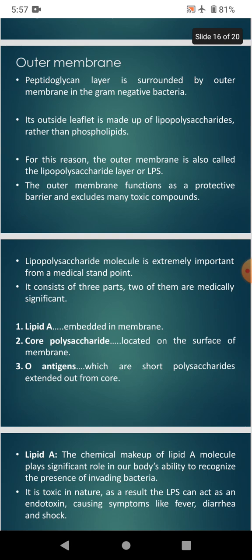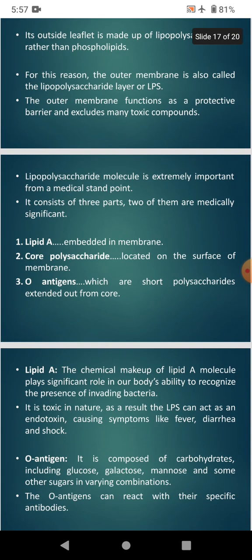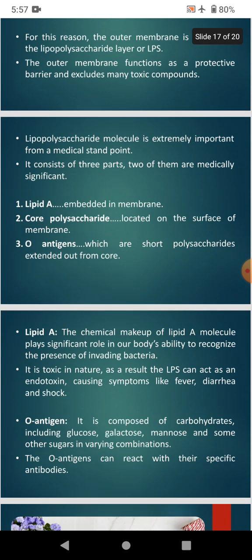The lipopolysaccharide molecule is extremely important from a medical standpoint. It consists of three parts, and two of them are medically significant: lipid A, core polysaccharide, then O antigens. Lipid A is embedded in the membrane. Core polysaccharide is located on the surface of the membrane. Then O antigens, which are short polysaccharides, extend out from the core.